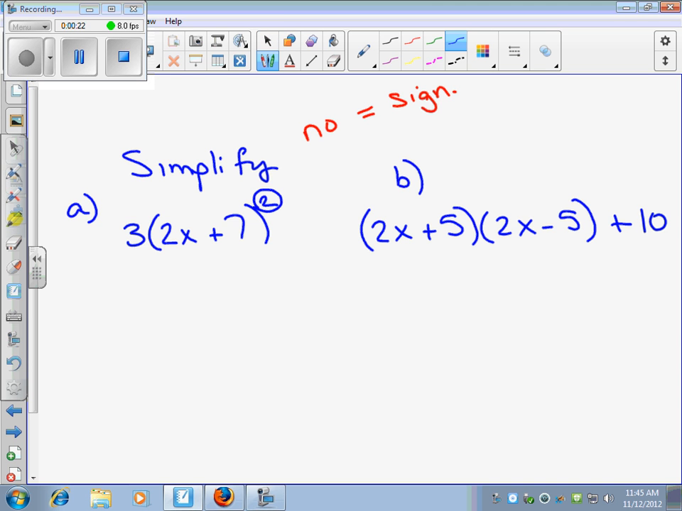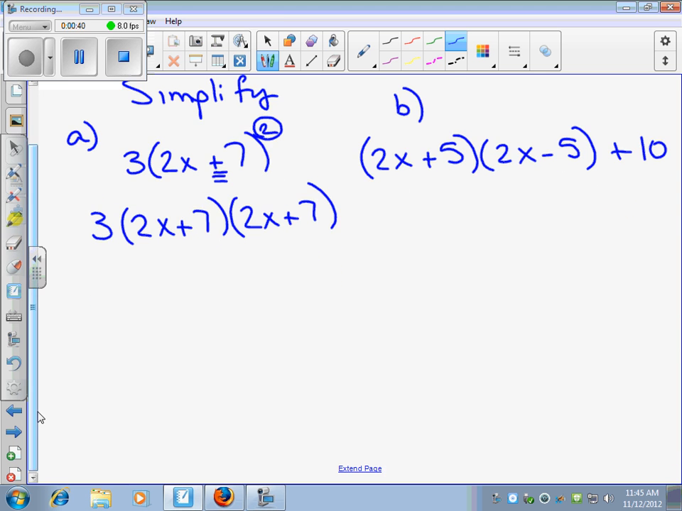So I notice right away that this is squared and that this is a plus sign, which means I have 3, but it's being taken times 2x plus 7 times 2x plus 7. And some of you like to write those out longhand like that. You don't have to, but it sure helps. Now there's a couple ways to figure out what 2x plus 7 times 2x plus 7 is.